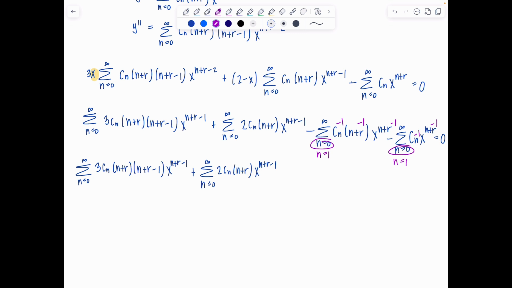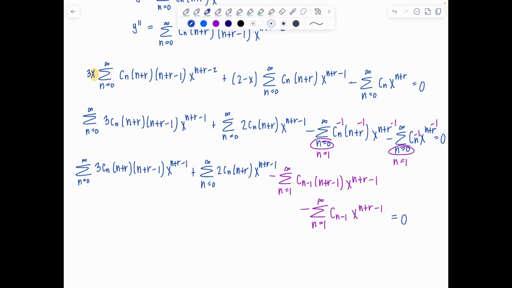Okay, if you know this is a dangerous moment for you, write those little minus ones and whatnot to save you. C sub n minus 1, n plus r minus 1. X to the n plus r minus 1. Oh no, here it comes, a second line. C sub n minus 1, x to the n plus r minus 1. And this is all 0.